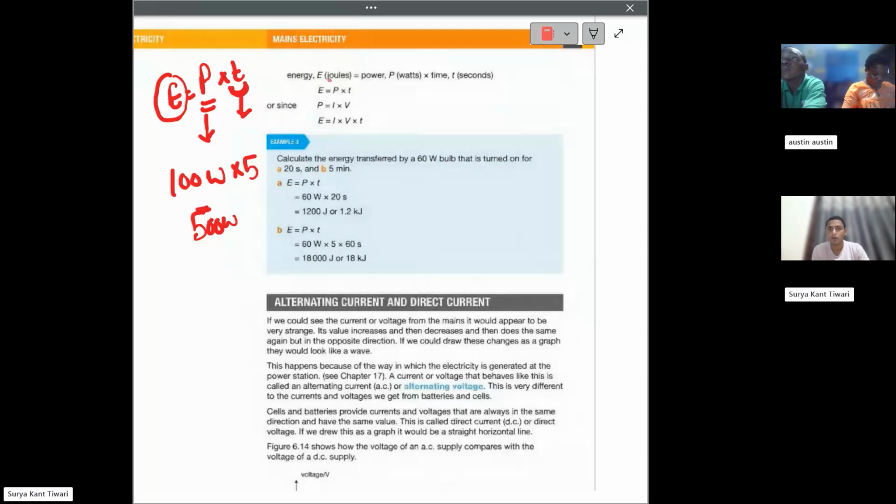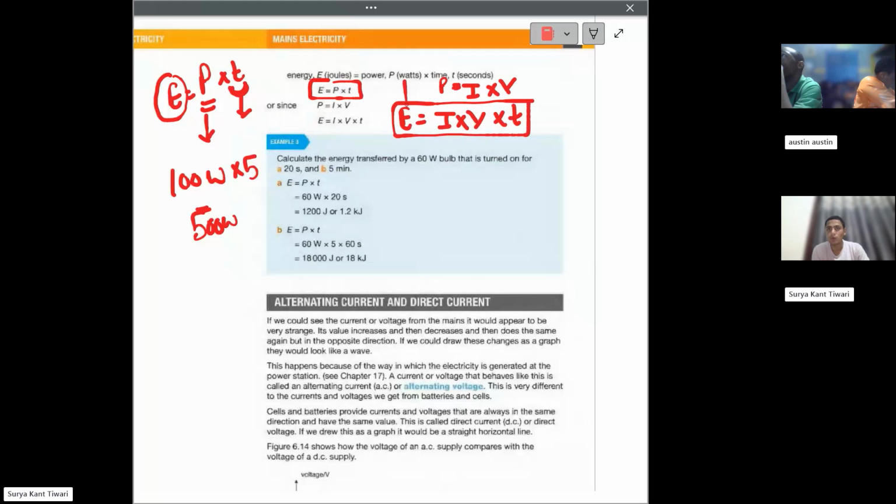The formula is E is equal to P times T. Or you can say power is equal to current times voltage. So energy will become current times voltage times time. This will give you energy. Now, can you solve these two questions for energy?